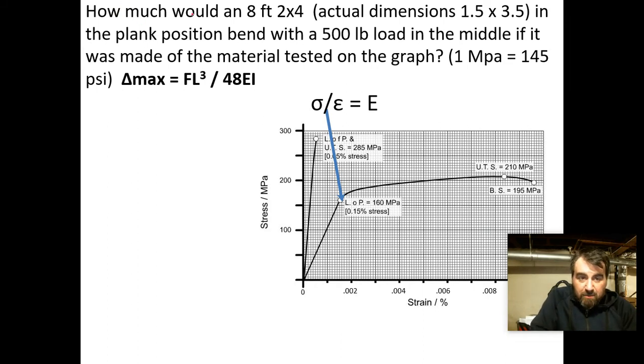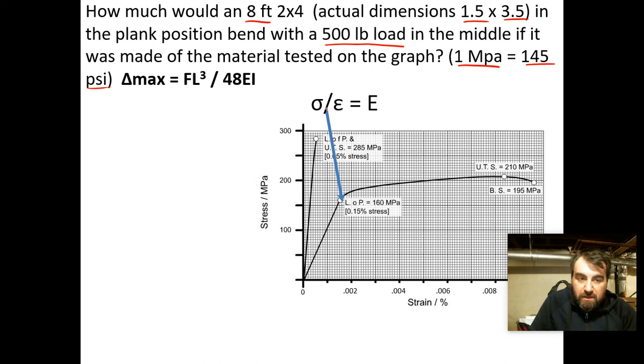So this says, how much would an 8-foot 2x4, actual dimensions 1.5 by 3.5, in the plank position bend with a 500-pound load in the middle if it was made of the material tested on the graph? 1 megapascal equals 145 psi. Okay, so this is super tough at this point because we're not together and we don't get to talk about all of this. But I'll work it out for you. Okay, we can talk about it.